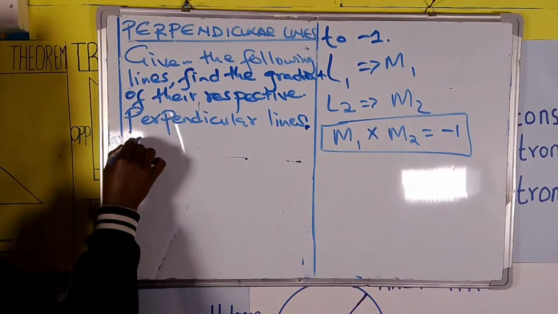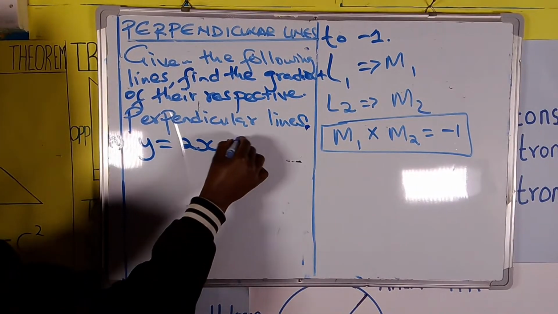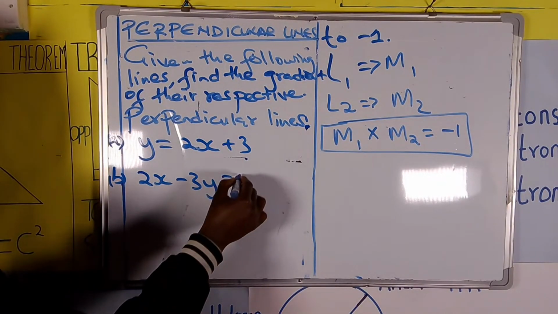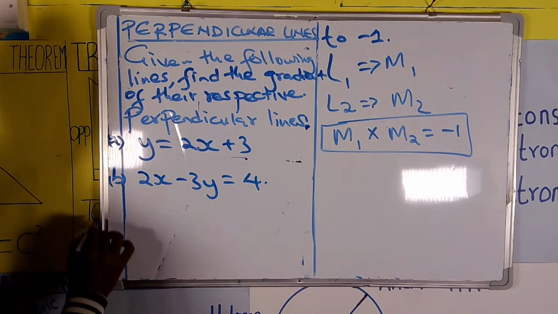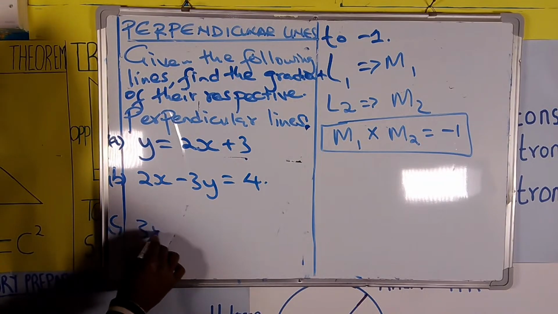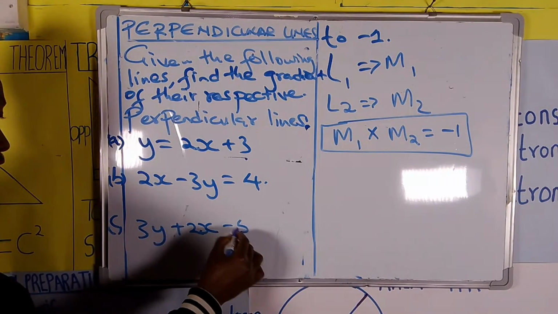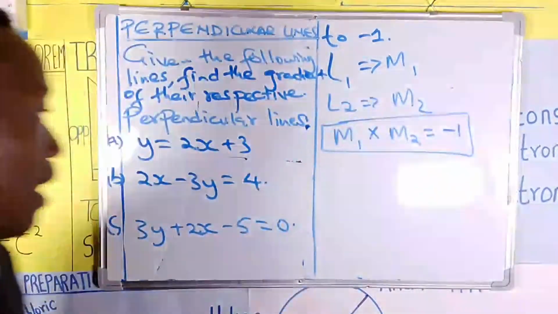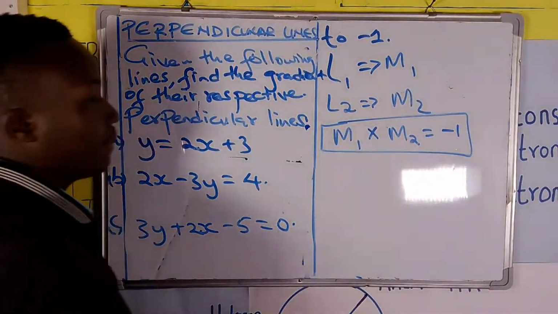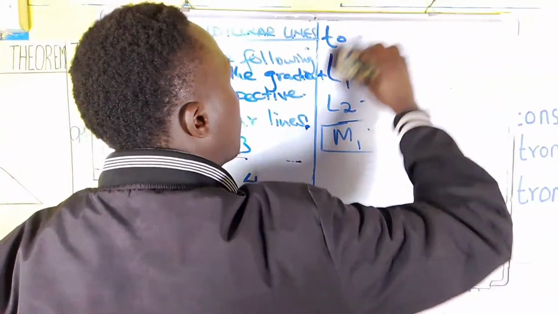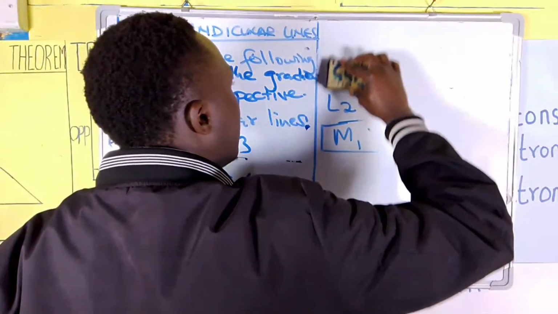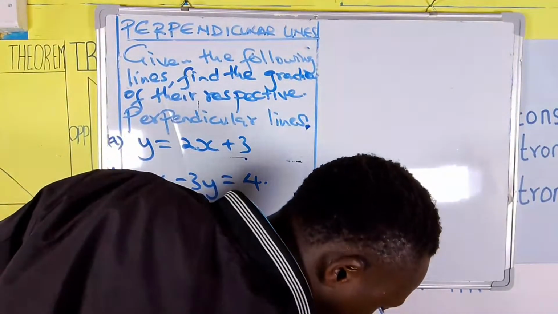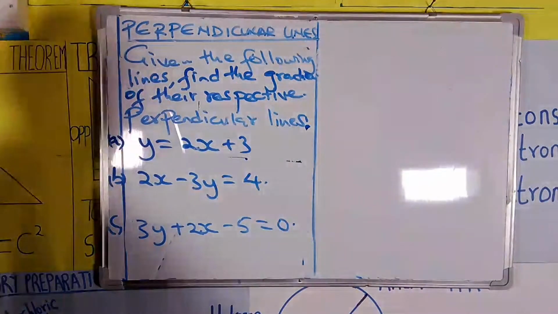A, we have y equals 2x plus 3. B, 2x minus 3y is equal to 4. Then C, we have 3y plus 2x minus 5 is equal to 0. So we have a set of lines: the first line, the second line, and the third line. In each case, we are supposed to determine the gradient of their respective perpendiculars.